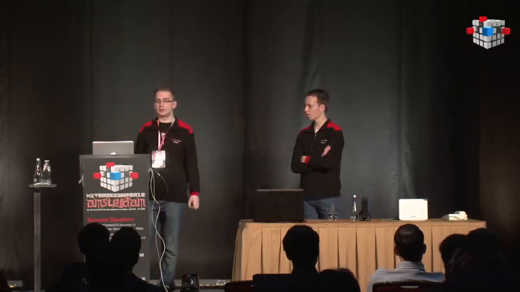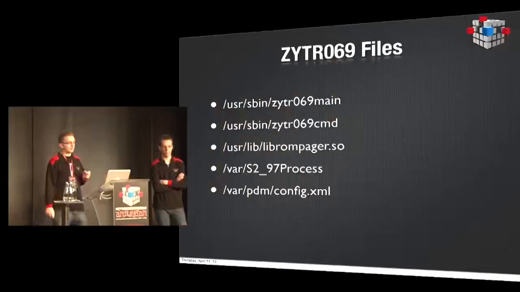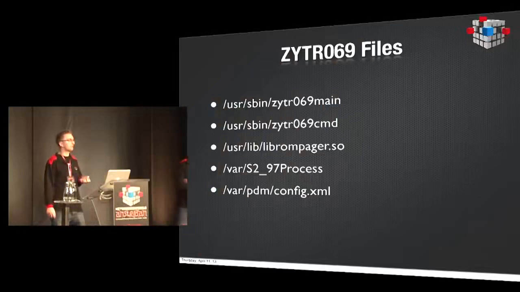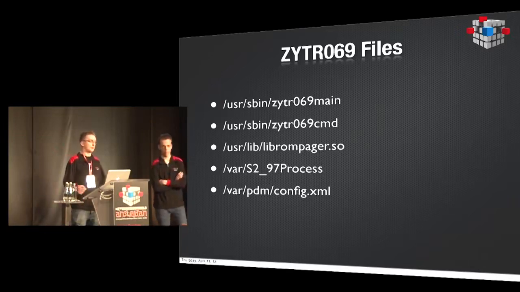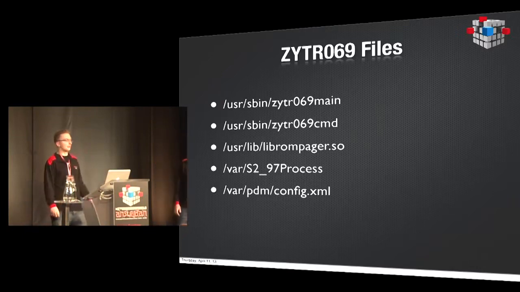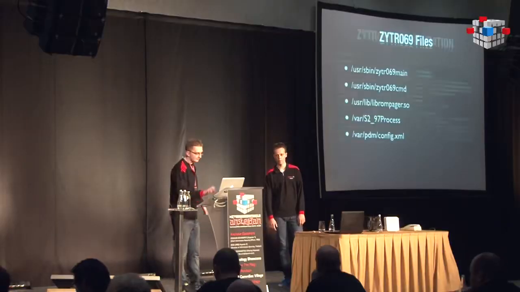Then there are two more files which are less interesting, but I'll cover them anyway. There's S297 process, which is an init script for the ZyTR069 daemon. So it's invoked when the modem boots, it can start the daemon, and if you pop a shell on your own modem, you can invoke it yourself to restart the daemon once it crashes. And last but not least, there's a config.xml file storing various settings.